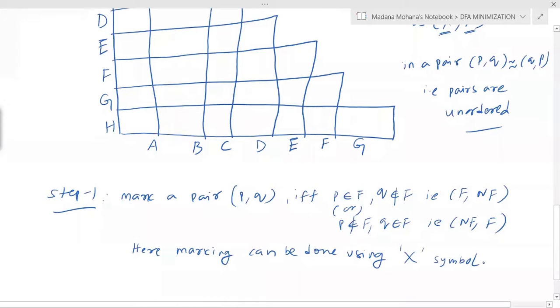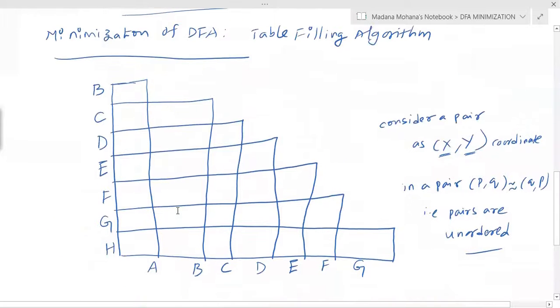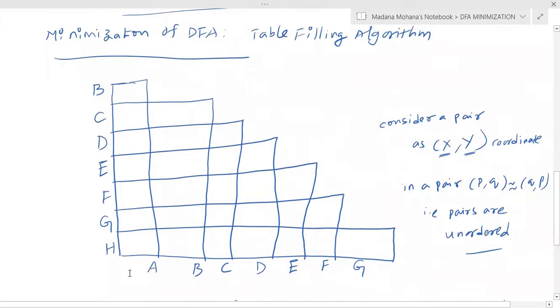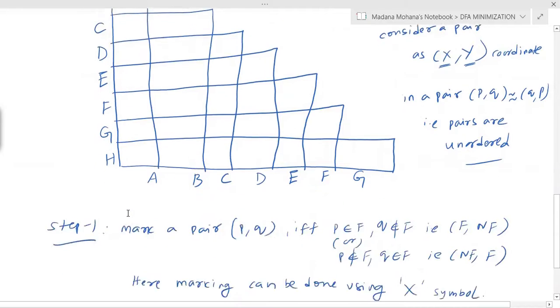In the table, wherever the pair is going to be marked, we can use the cross symbol. Now take the pairs and check which are combinations of a final state. You can take the x comma y coordinate format. First, start with A: A to B, A to C, A to D, A to E, A to F, A to G, A to H. Like that, take all the pairs. Now see which are combinations of a final state.